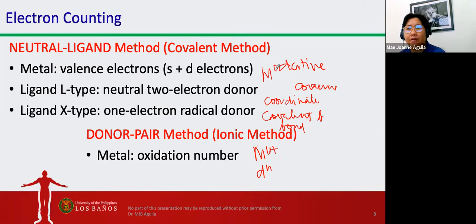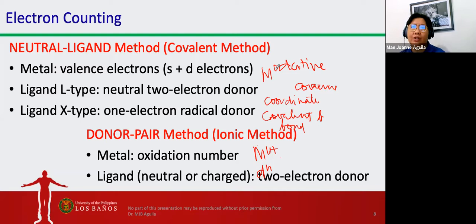For the donor pair method or the ionic method, regardless if it is neutral or charged, the ligand would be considered as a 2 electron donor. Okay. And then some considerations: if the species is positively charged, you need to subtract from the count the magnitude of the charge. If it is negative, you need to add the magnitude of the charge. So I think the donor pair method is a little bit easier to figure out because the ligand, either neutral or charged, is considered to be a 2 electron donor.